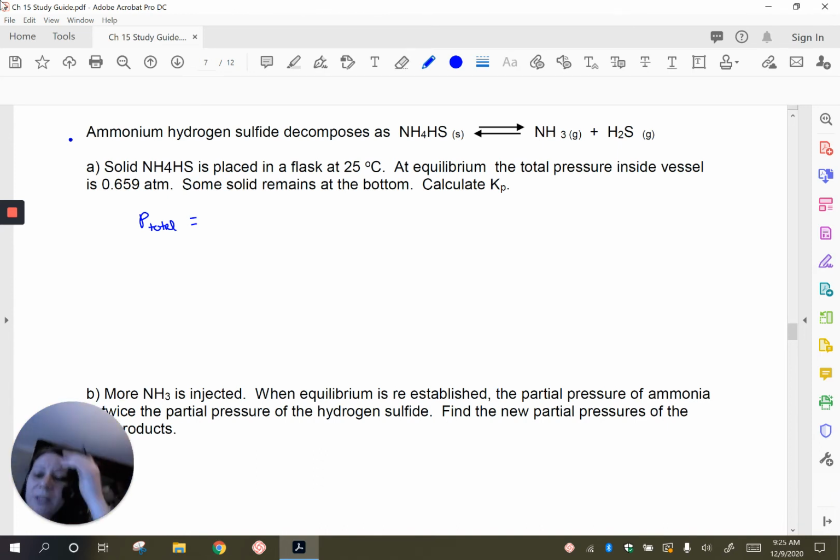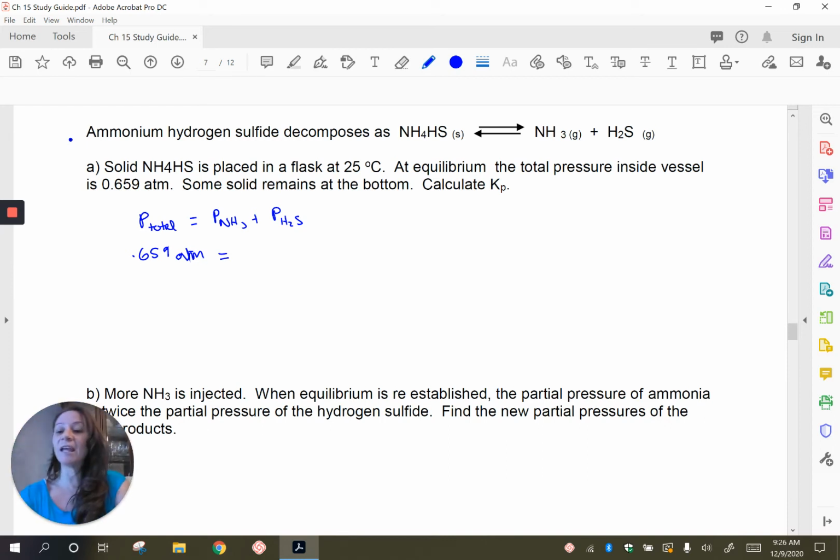We know that P total is going to be equal to the sum of the partial pressures of all the gaseous species there, products and reactants. So in this case, these two are gases. This is not a gas, so it does not contribute to the pressure. So it is equal to the partial pressure of the NH3 plus the partial pressure of the H2S. If your reactant was a gas, then you'd add it as well. So we know that the total pressure is 0.659 atm.